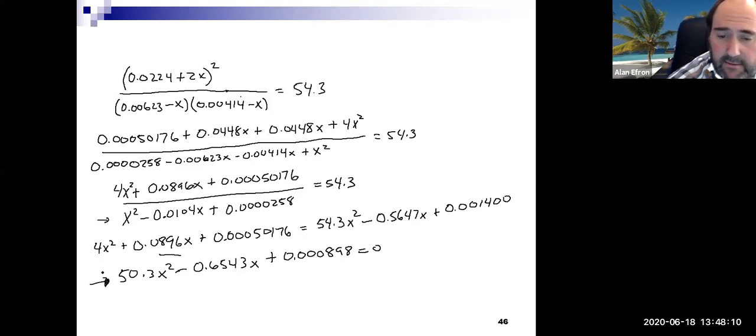After we squared, no, because 54.3 is just a K value, so we didn't do anything to that side at that point yet. Okay. Other questions on that?